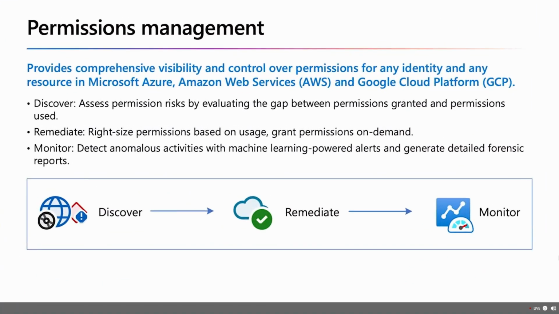In the discover use case, customers can assess permission risks by evaluating the gap between permissions granted and permissions used. Then, in the remediate use case, customers can right-size permissions based on usage and grant new permissions on demand. In the monitor use case, customers can detect anomalous activities with machine learning-powered alerts and generate detailed forensic reports.